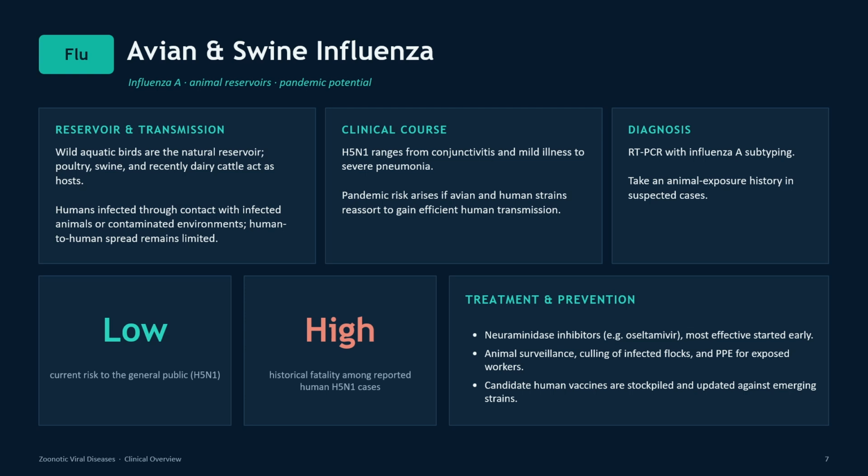Flu viruses swap genes easily, and if a bird strain picked up the ability to spread between people, that could be a pandemic. In reported human H5N1 cases, fatality has historically been high. We treat with antivirals like oseltamivir, and the real defense is surveillance and culling infected flocks.